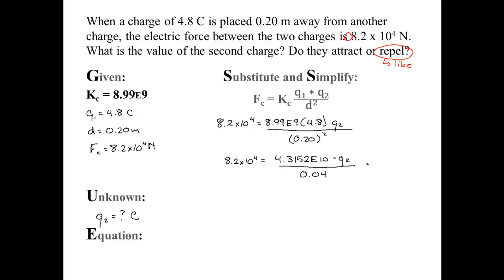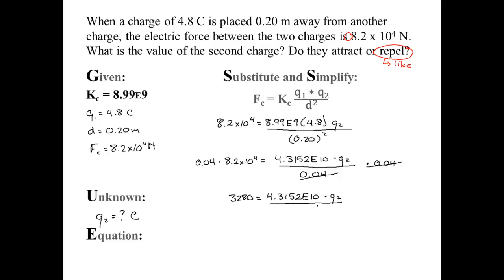Now, to progress along, I want to get the number out of the denominator, so I multiply the right side by 0.04. These two cancel out. Whatever you do to the right, you have to do to the left. Now I can simplify the left-hand side and get 3280 equals this number, 4.3152 times 10 to the 10 times Q2.